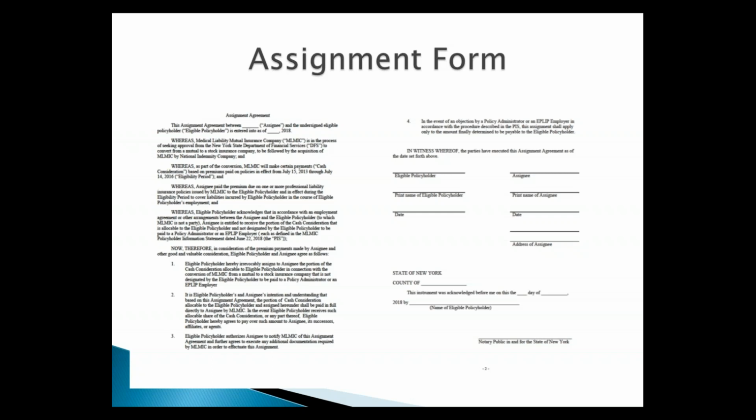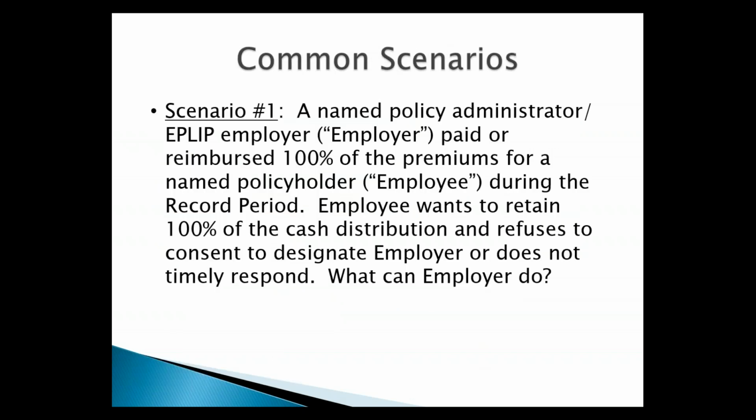Okay, now let's discuss a few common scenarios we've been hearing about from our clients. In scenario number 1, which is the most common, I would say, a named policy administrator or EPLIP employer has paid or reimbursed 100% of the premiums for an employee during the record period. The employee wants to retain all of that money and refuses to consent to designate the employer or doesn't timely respond to such inquiry. What can the employer do?